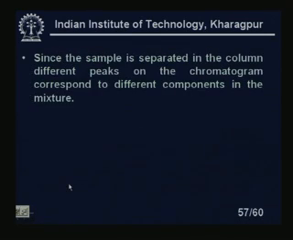Since the sample is separated in the column, different peaks on the chromatogram correspond to different components in the mixture. Since the sample is separated in the column itself, when it either adsorbs or elutes, it comes to the detector and is detected one by one. Different peaks on the chromatogram correspond to different components in the mixture. I told you this several times.